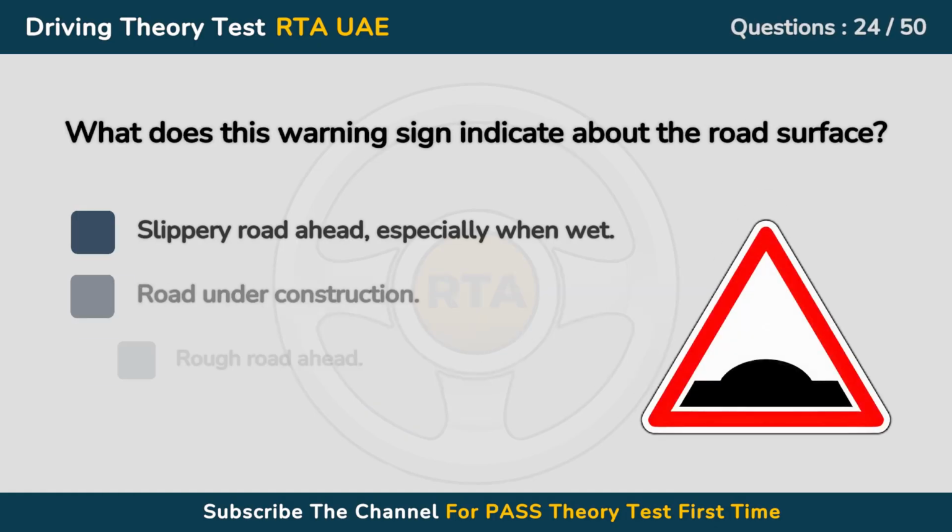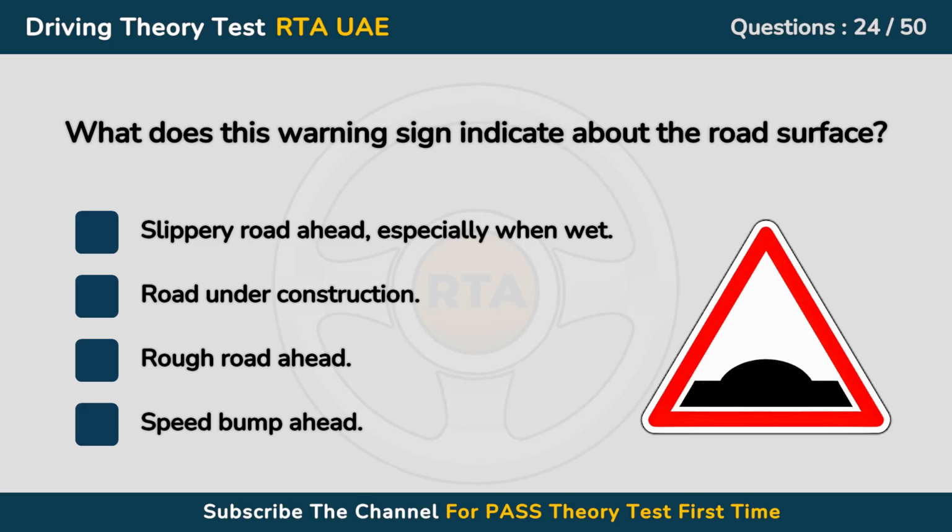Question 24. What does this warning sign indicate about the road surface? A. Slippery road ahead, especially when wet. B. Road under construction. C. Rough road ahead. D. Speed bump ahead.